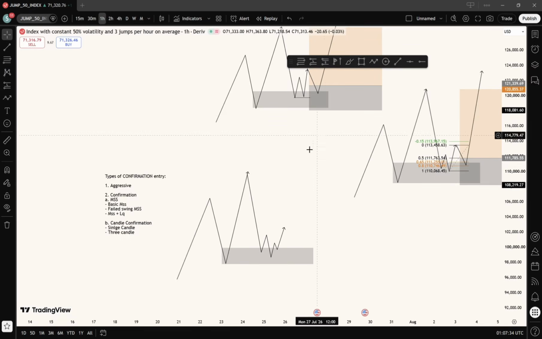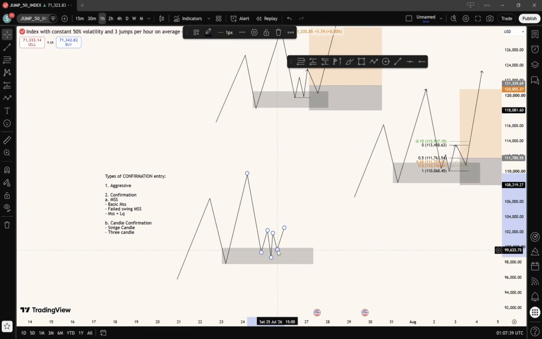So what do we expect price to do here? What do we expect price to do here? We expect price to come back into this zone, you understand, not just the 50% level, but below this, sweeping this liquidity, you understand?